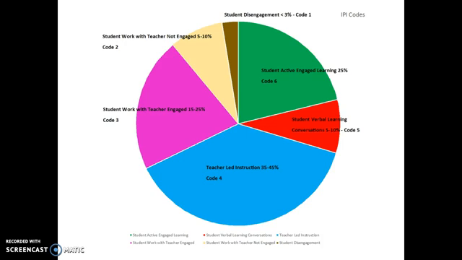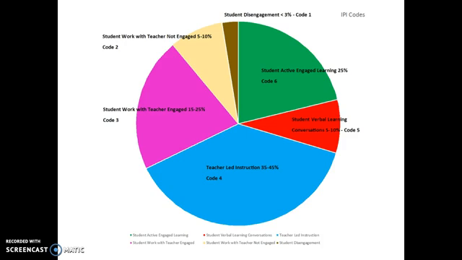Again, it's not necessarily saying that a code 3 is worse than a code 5. It's just saying in highly effective schools, we're going to see more of things like 4, 5, and 6 rather than in 2 and 3, or even 3 and 4. So this pie chart is saying the percentages of each category that highly effective schools show to be involved with.